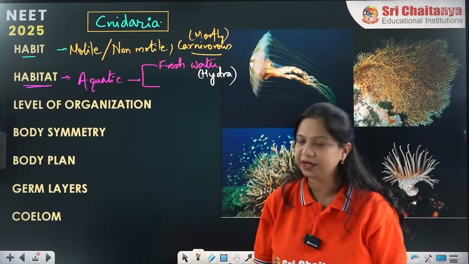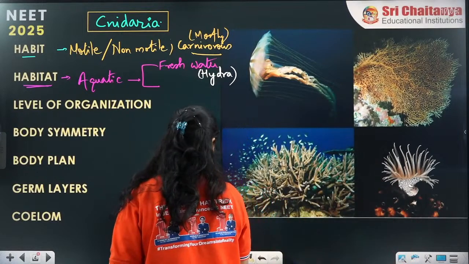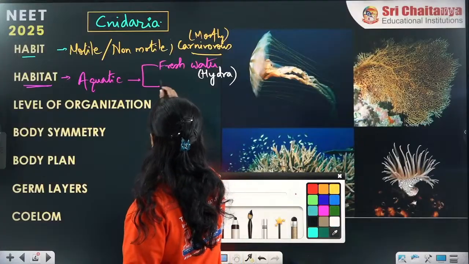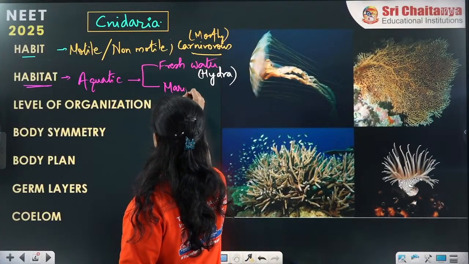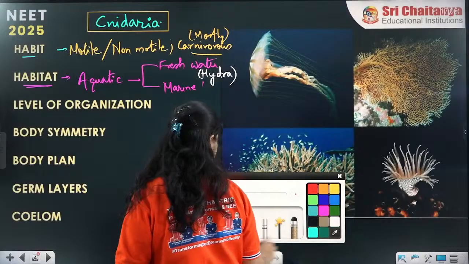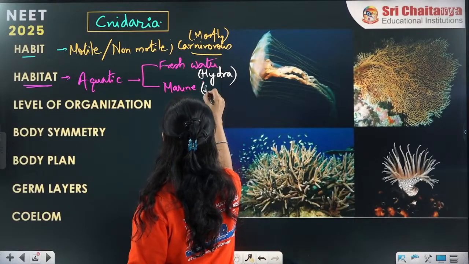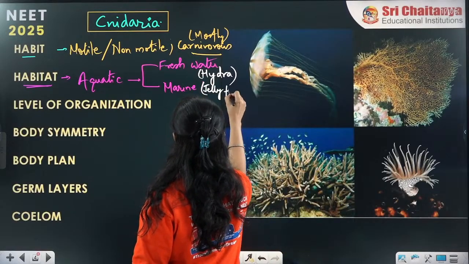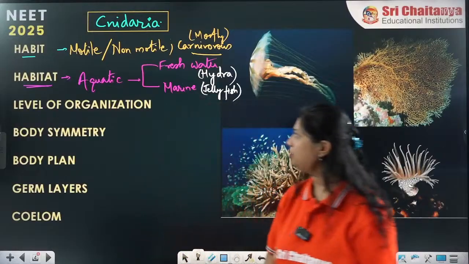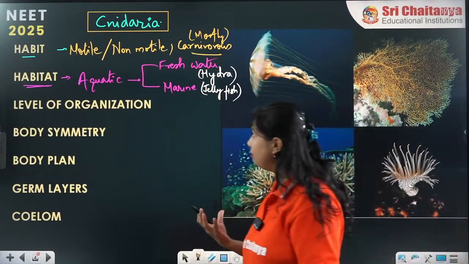If you think of the marine forms, example of marine forms, the jellyfish. Many are there actually. One of them is jellyfish. Alright. So these are the different types of habitat they have.